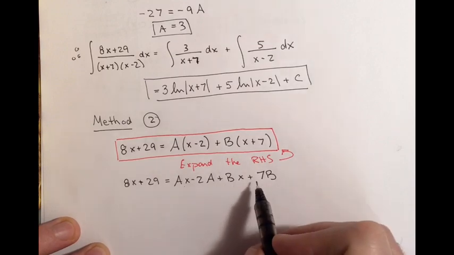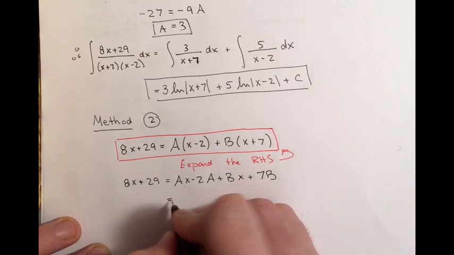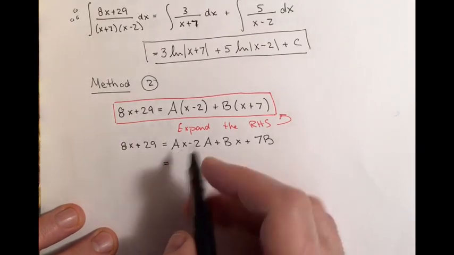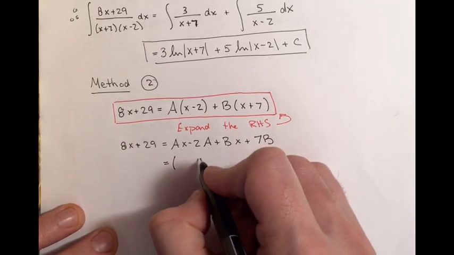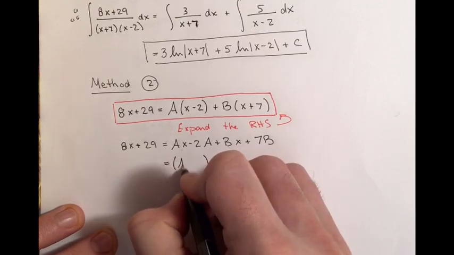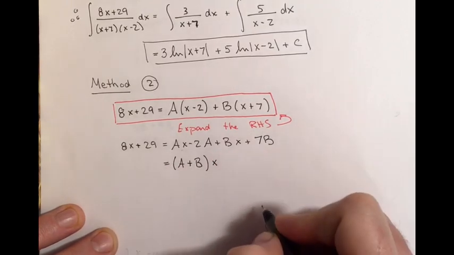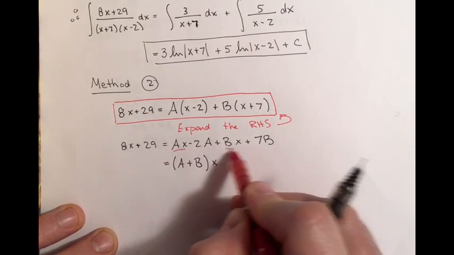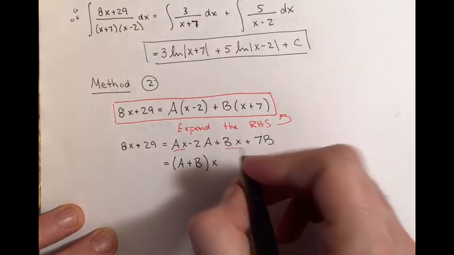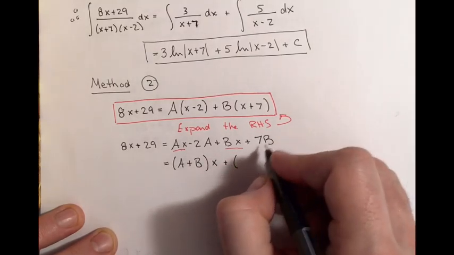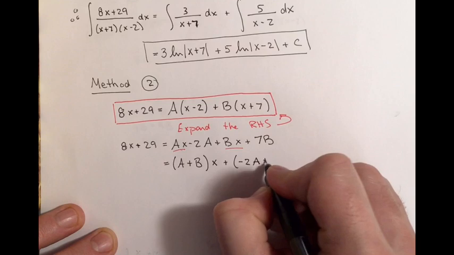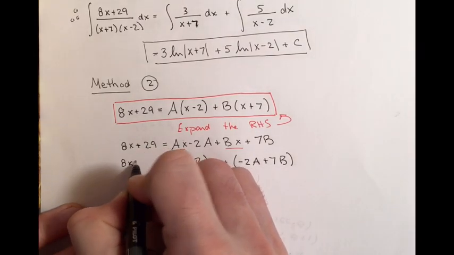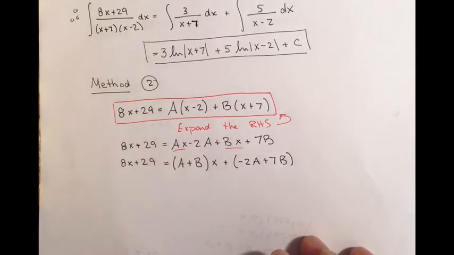And now what we have on the right-hand side, we have these 4 terms, but we can actually group these together. We can collect like terms. And I have a times x, I have b times x, so if I factor out x, I have a plus b times x. And that takes care of these 2 terms. Then we have minus 2a plus 7b, and because a and b are both constant, minus 2a plus 7b is also going to be constant.